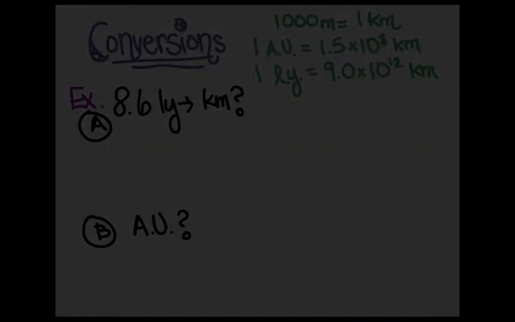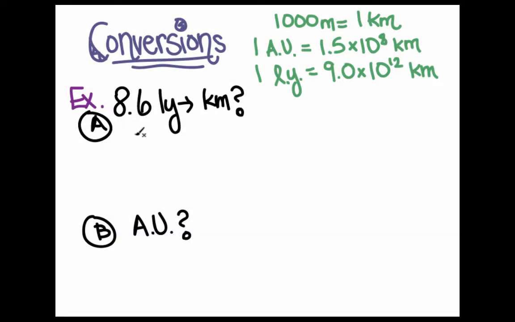kilometers. Let's try some trickier conversions. Say you need to convert 8.6 light years into kilometers. The first thing that you would do is you would write out the value that you're given, so 8.6 light years. You know that that is really 8.6 over 1. Then you have to multiply it by one of these three conversions. You know that you need to choose this third one because it has the units that you start out with, which is light years, and the units that you want to end up with, which is kilometers.